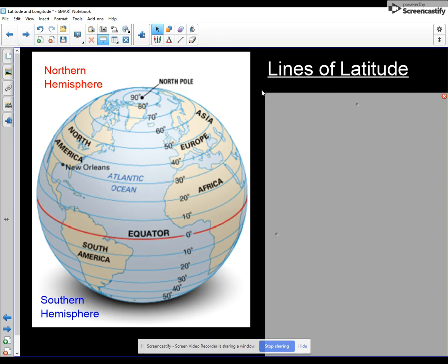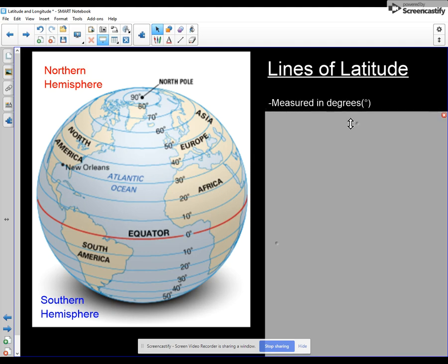You guys should have some notes in front of you that need to be filled in. This is the page that you're going to fill them in on. So the first one says that lines of latitude are measured in degrees. Degrees are this little circle up here that you can find in your symbols on your Chromebooks if you need to do it there. I can always show you.